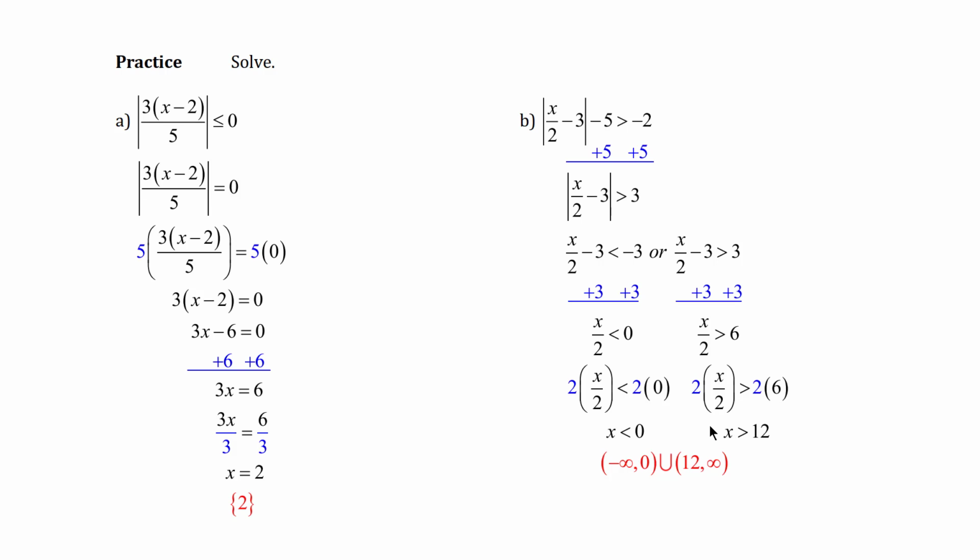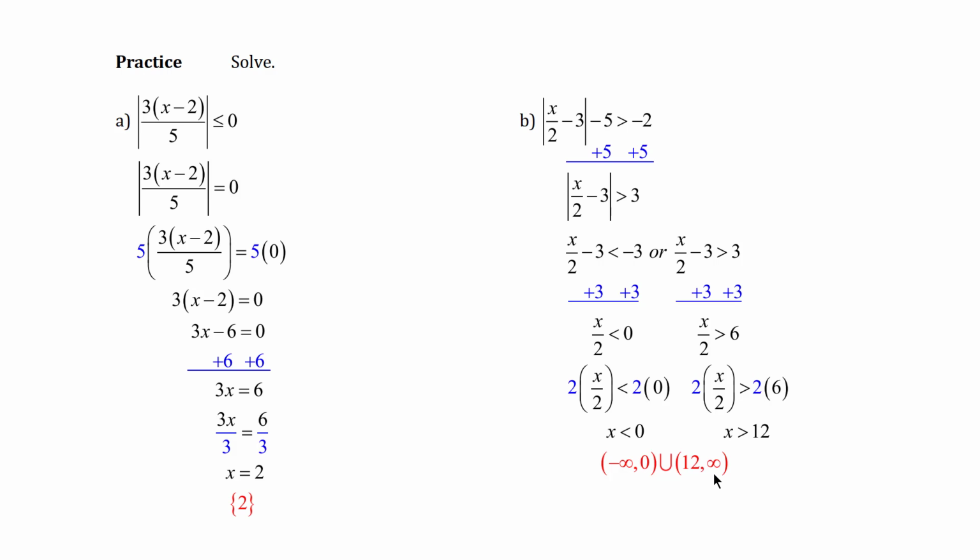So the results will be x less than 0 for the first inequality and x greater than 12 for the second inequality. Writing our answer in interval notation, we have parentheses, negative infinity, comma 0, close parentheses, union, parentheses, 12, comma infinity, close parentheses.